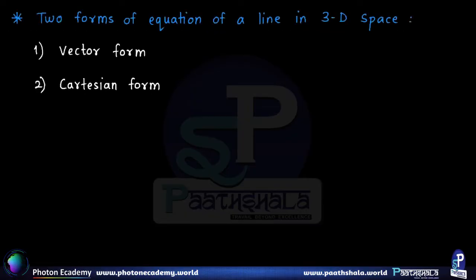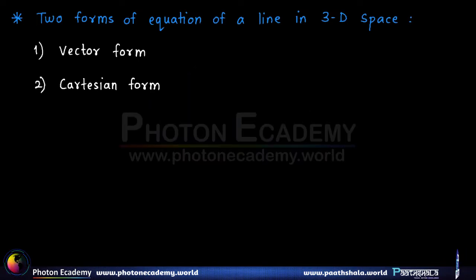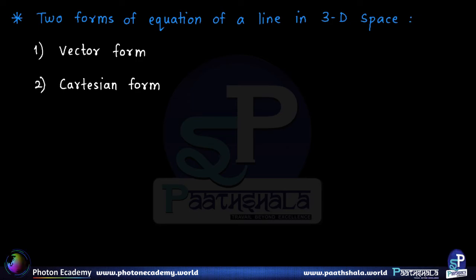Now here we begin with the topic of studying a line in 3D space. In this topic we would be studying the equation of a line in two forms, that is either a vector form or a Cartesian form. Basically both of these refer to the same line, but the equation is represented either involving vectors or involving just Cartesian coordinates, that is without the vectors, right? So let us see the most important fundamental equation of a line.